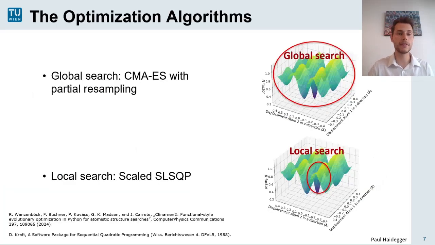This is the reason why we split the algorithm into two parts, first the global search and then the local search. In the global search, we try to find the global minimum basin, which is the basin containing the global minimum, and in the local search, we further refine the R factor to find the actual global minimum. For the global search, we used the evolutionary algorithm, and for the local search, we used a gradient-based algorithm.